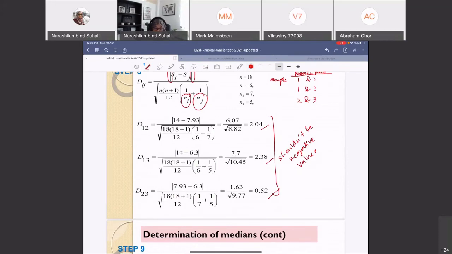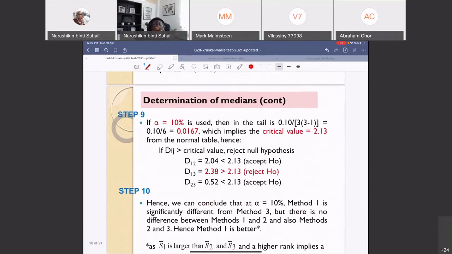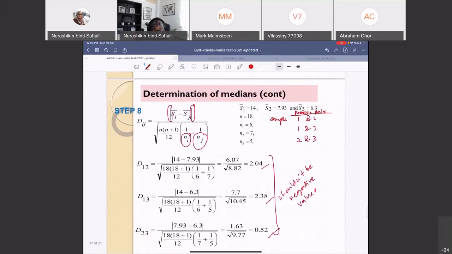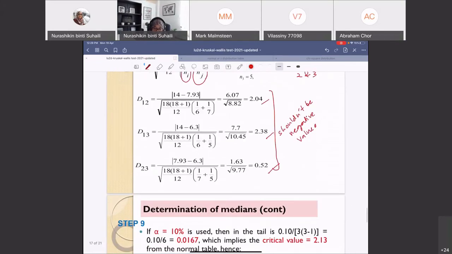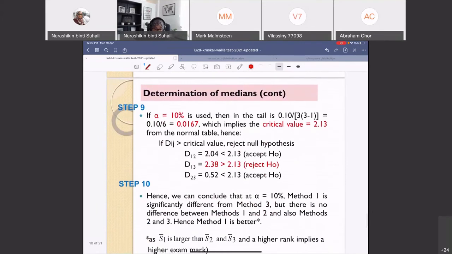The next step, I expect you to know how to use the formula because it's just about plugging in. You have to be careful with the terms, the brackets, and the square root as well. Sometimes students forget to find the square root values. It's like writing 8.82 instead of the square root of 8.82, so you get the wrong DIJ value at the end. It's all about mathematics at that point.